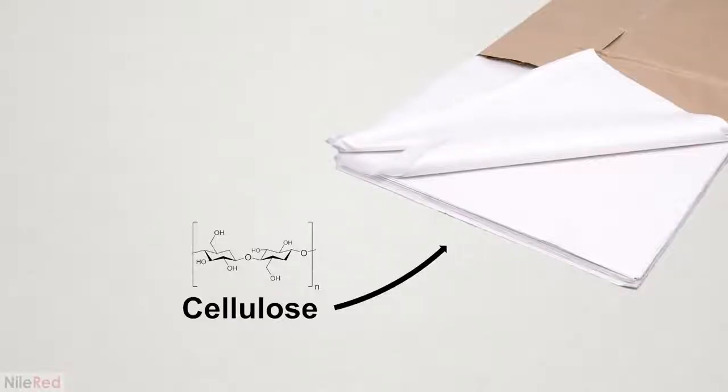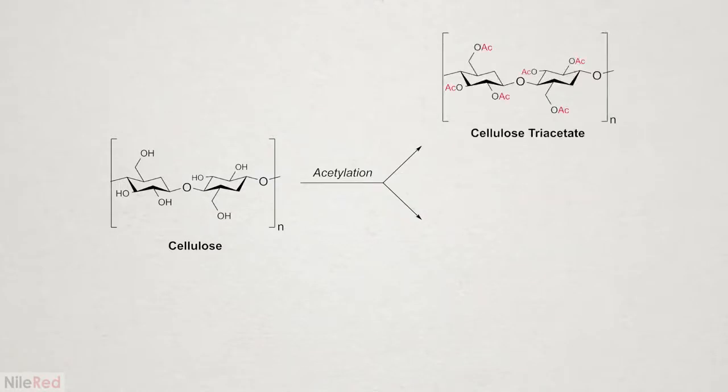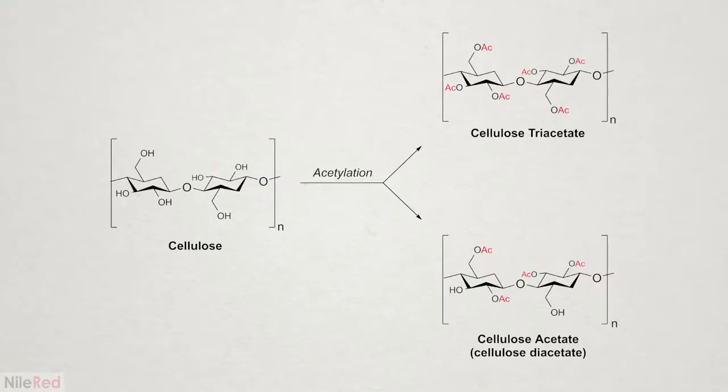Paper's made of cellulose, which is insoluble in water and most organic solvents. However, by chemically modifying it, it's possible to change its properties. A very common way of doing this is by acetylating the glucose subunits that make up cellulose. It's sometimes done completely to form cellulose triacetate, but it's more common to do it partially.